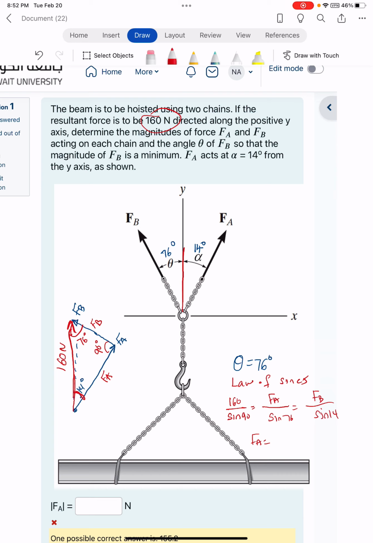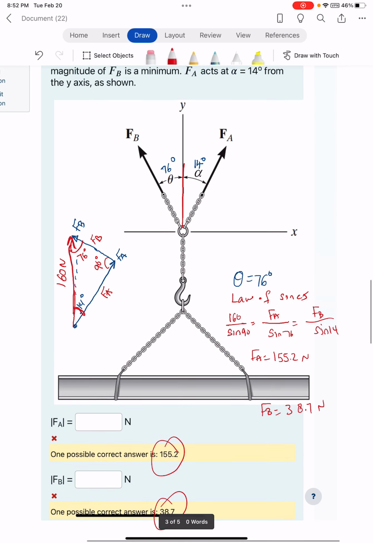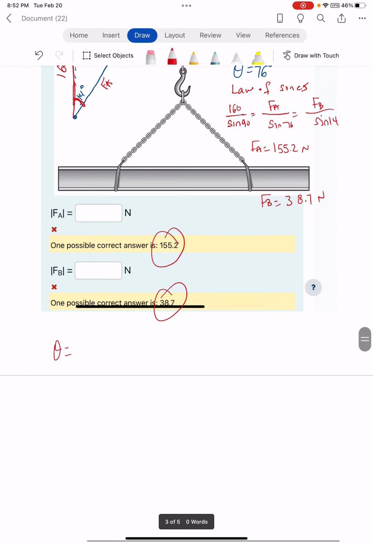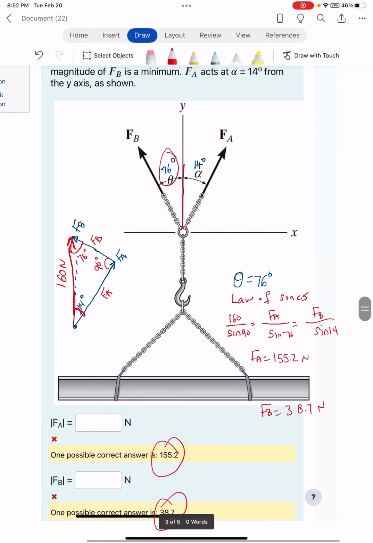So FA is 155.2 Newton. FB is 160 times sine 14, and that's 38.7 Newton. So I think the answers are 155.2 and 38.7. And I think the other one, he needs the angle. The angle will be, of course, theta, 76 degrees. I think that's the last answer here. And this question is really easy, really easy. Okay?